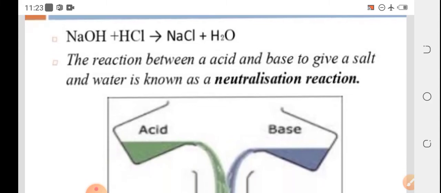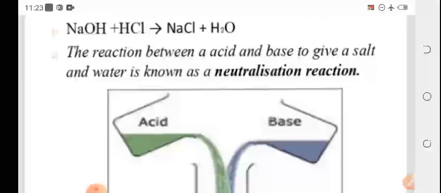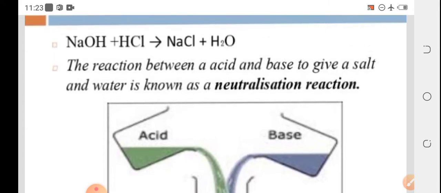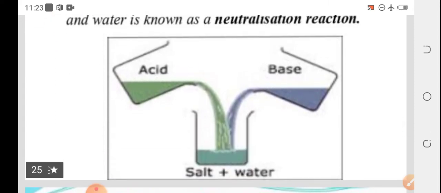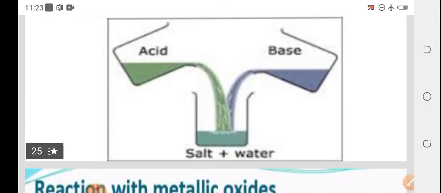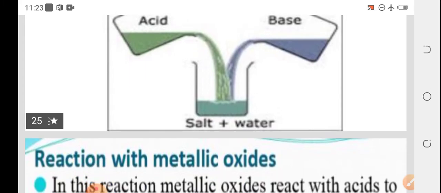What is a neutralization reaction? Neutralization is nothing but when an acid and a base react, they form salt and water. You can see from this figure, acid and base are both reacting together, and when they react together, they form salt and water.